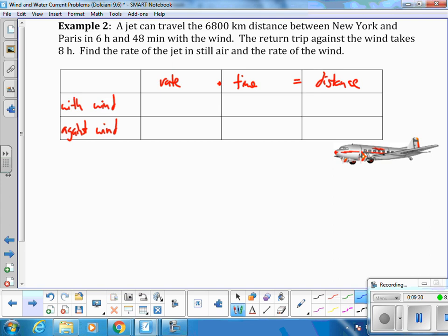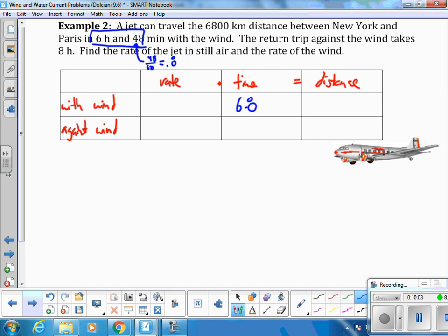All right, my rate. So when I look at my rate that I'm traveling at, the jet can travel 6,800 kilometers distance between New York and Paris. Okay, so I know my distance. It's 6,800, okay. 6 hours and 48 minutes with the wind. So I know my time. So 6 hours and 48 minutes with the wind. I've got to take the 48. I'm going to take 48 divided by 60, and I'm going to get 0.8. So that I can get my time to be 6.8.